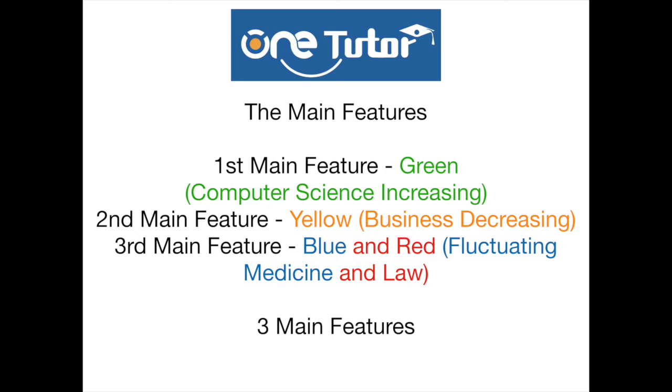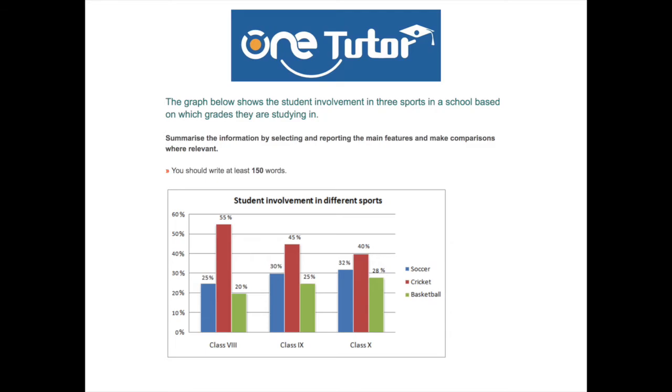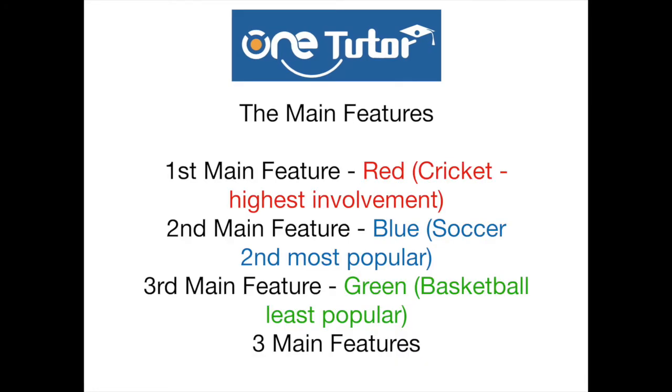So, let's look at another question. So, back to the block graph or block charts. What do you think this time? What are the main features here? Well, hopefully you've identified the red one as being the most important, because that is the biggest. It's the one that most students were involved in. Secondly, the blue one, yes, hopefully you got that one too. So that was soccer, and thirdly it would be basketball. And there we are. That's exactly how you would plan this essay.